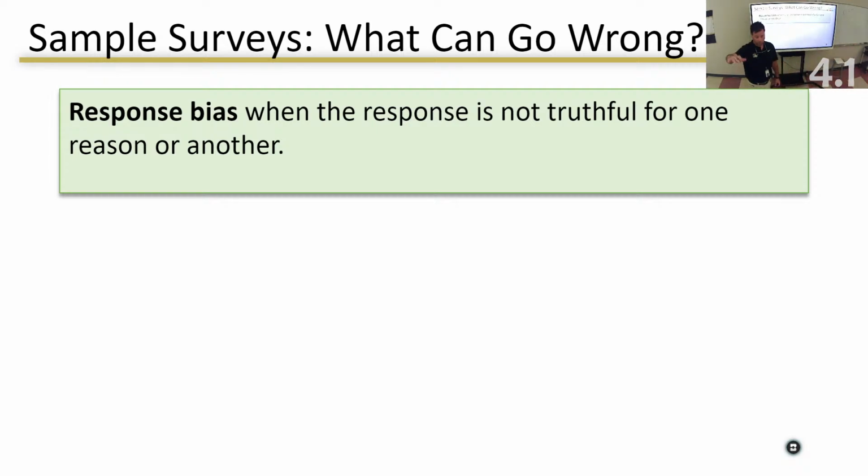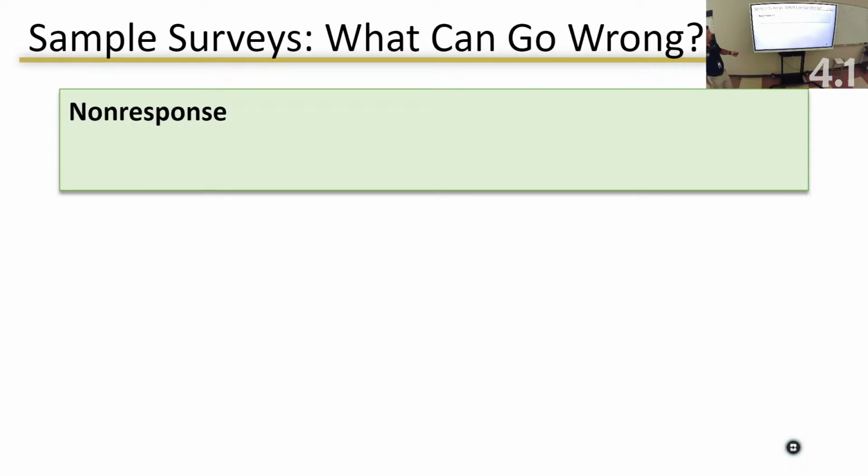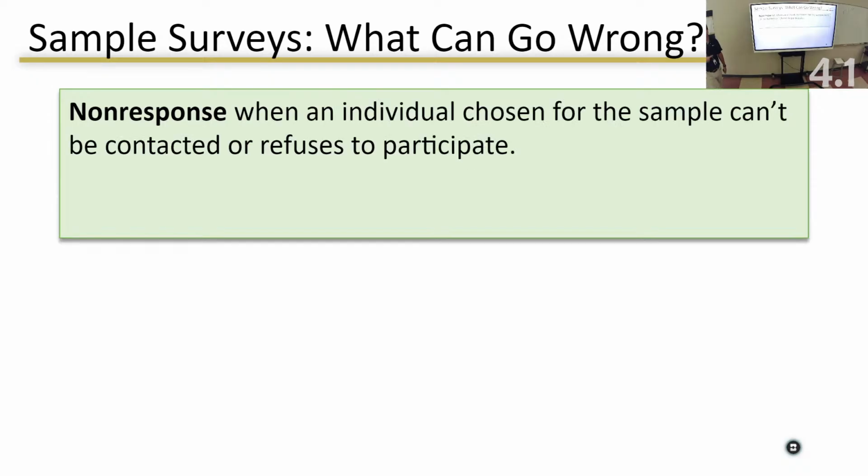Voluntary response: you chose to answer. You're answering truthfully, but you just chose to answer. Response bias means I answered, but it is not truthful, for some reason or another. Non-response bias, you just don't answer. Plead the fifth. You don't answer. Phone calls, that's a lot, the spam calls, when an individual chooses to refuse to participate. Non-response bias.